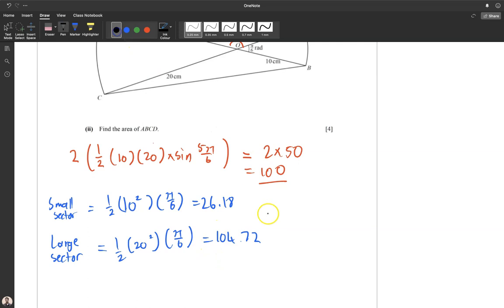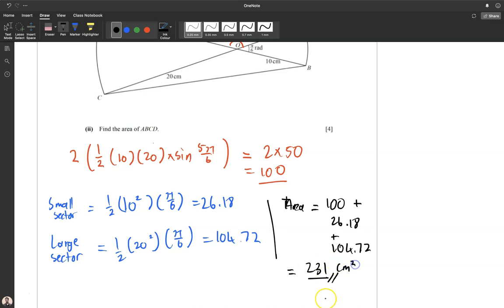So total area is equivalent to 100 plus 26.18 plus 104.72. The OCD is killing me. This entire thing equals 231. Oops, forgot, it should be cm squared. So we're almost there.